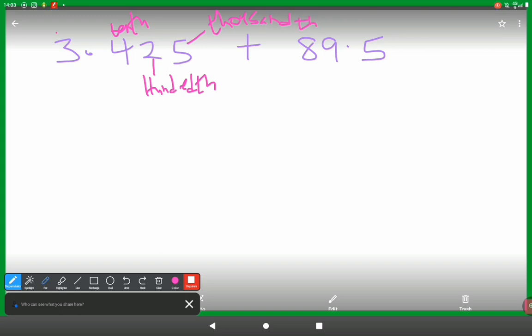Alright, and this 8 with the 9. So let's start from the 9. The 9 is ones, and the 8 is tens. Alright, after the decimal point, the 5 will be tenths. Alright, so now let's put them in a column method.